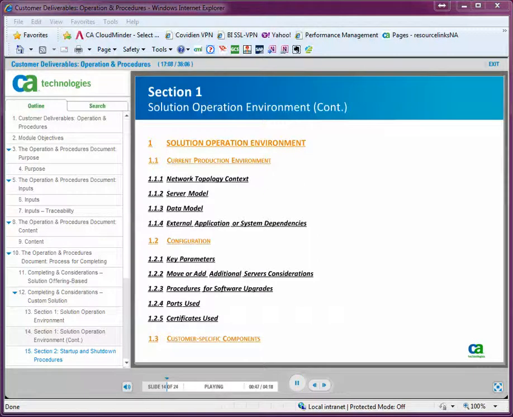Key parameters. Identify key parameters that are used by any portion of the deployed solution. Section 1.2.2, move or add additional servers considerations. When moving a system that supports the deployed solution, identify any specific considerations that must be taken into account to facilitate minimal disruption of production service availability and end-user impact.